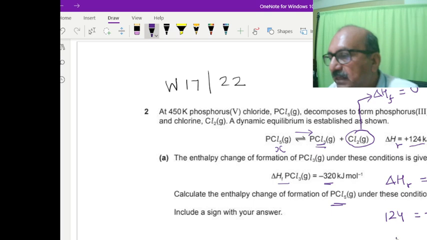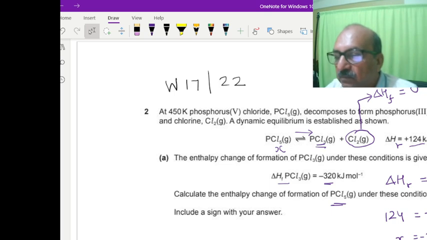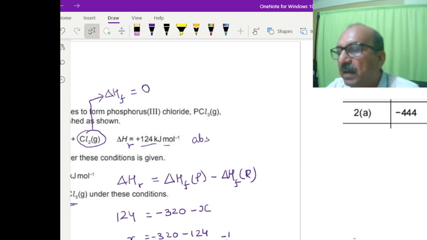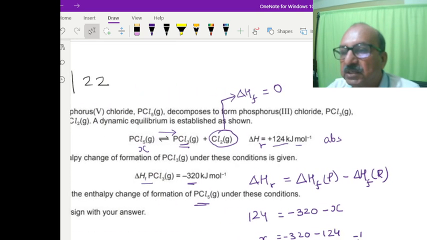So obviously this x will be minus 320 and minus 124, which is equal to minus 444 kilojoules per mole. So I think that is the answer, and I will show you the answer. So let's go and check the answer. Okay, yes, it is the same, minus 444. So I think you understood this.